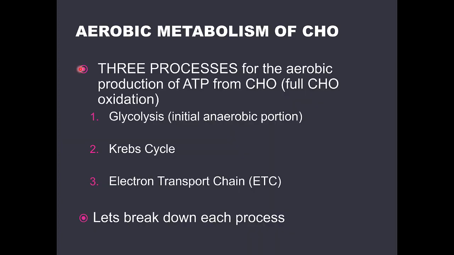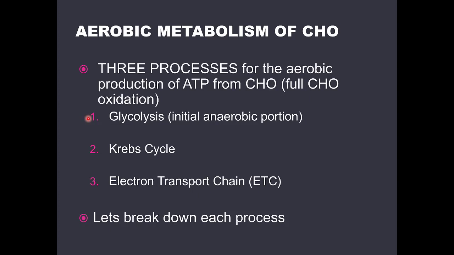So first, let's start off with carbohydrates, since we introduced the initial anaerobic portion of carbohydrate oxidation earlier. So the aerobic production of ATP from carbohydrate, or in other words, full carbohydrate oxidation, involves 3 processes. The first process, as we know, is glycolysis, which we also know is anaerobic. This process does not require oxygen, and it occurs outside of the mitochondria. So the full oxidation of carbohydrate involves initially an anaerobic process.